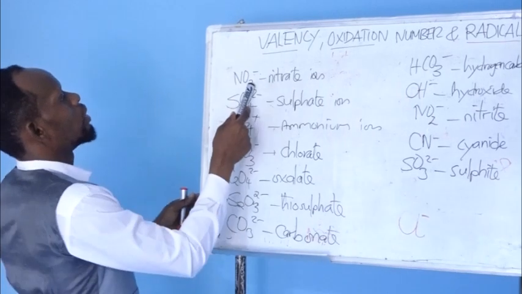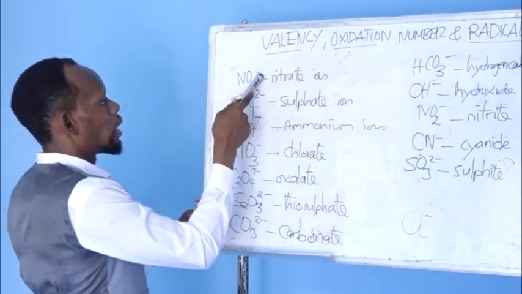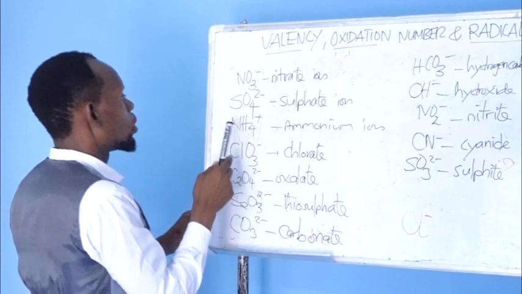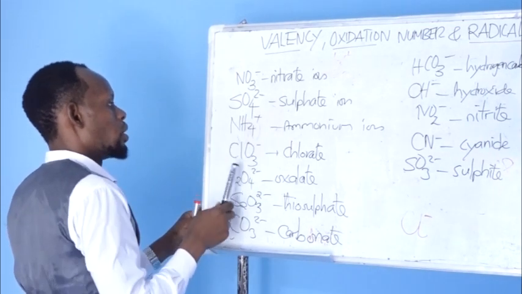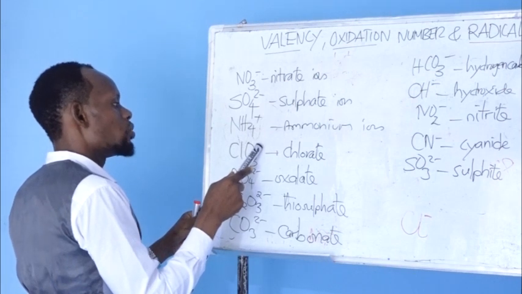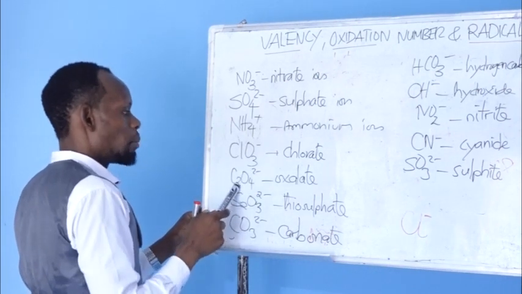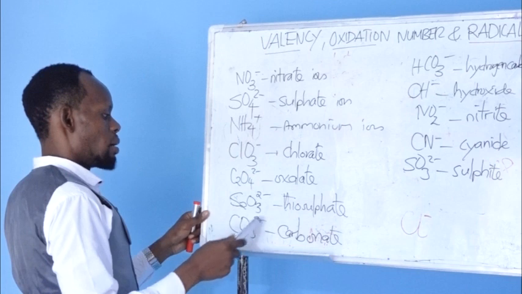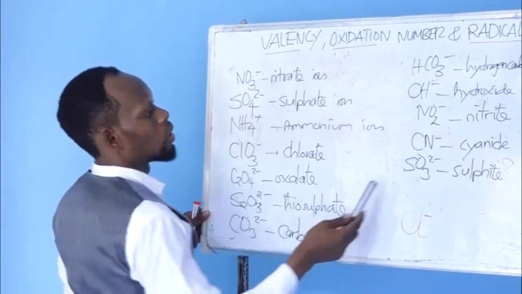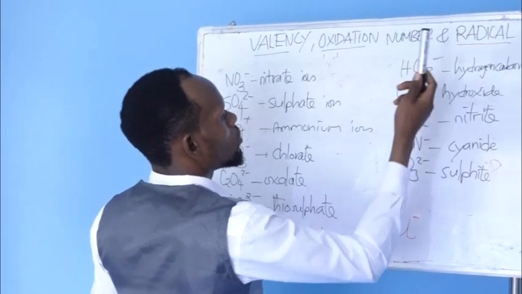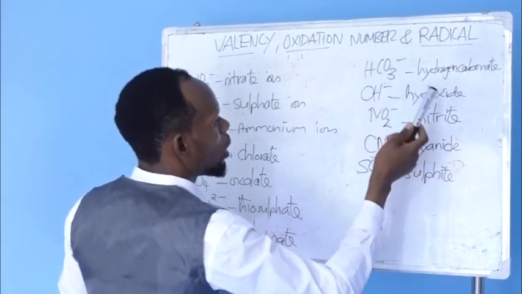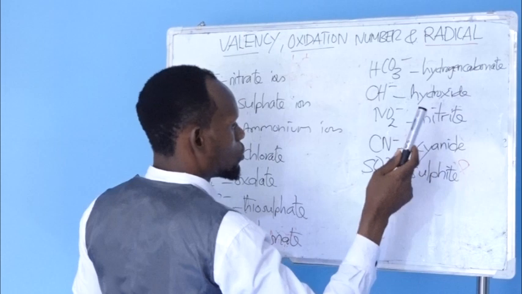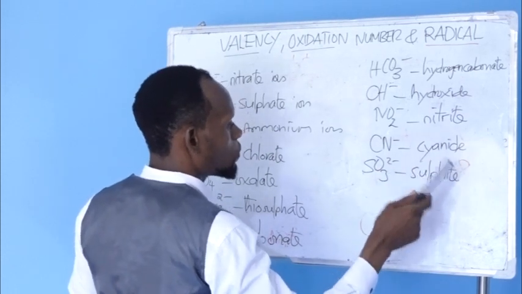So for example here, the oxidation number is -1, but the valency is 1. Oxidation number -2, valency 2. Oxidation number +1, but valency of 1. Oxidation number -1, valency of 1. Oxidation number -2, valency 2. Oxidation number -2, valency 2. Oxidation number of -1, valency is 1. Oxidation state of -1, valency is 1. Oxidation state of -2, valency is 2.